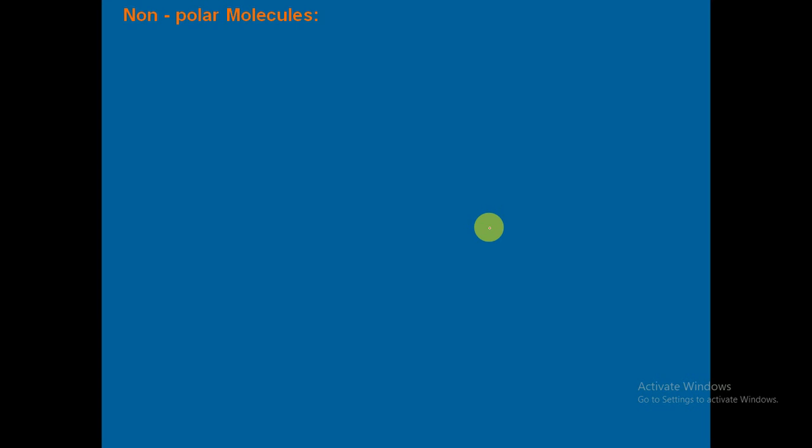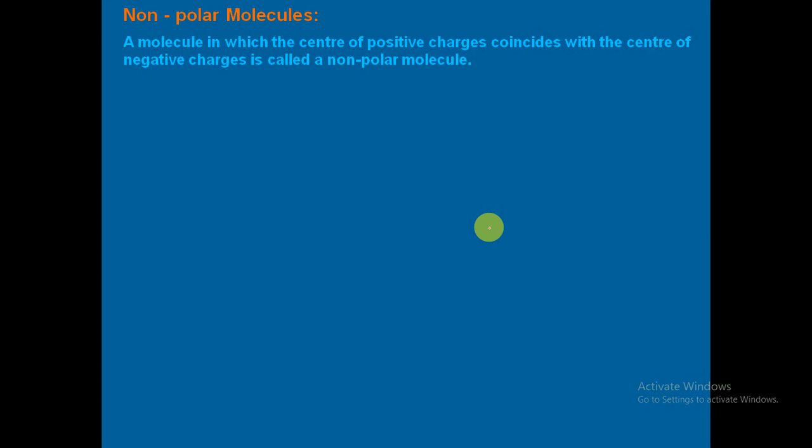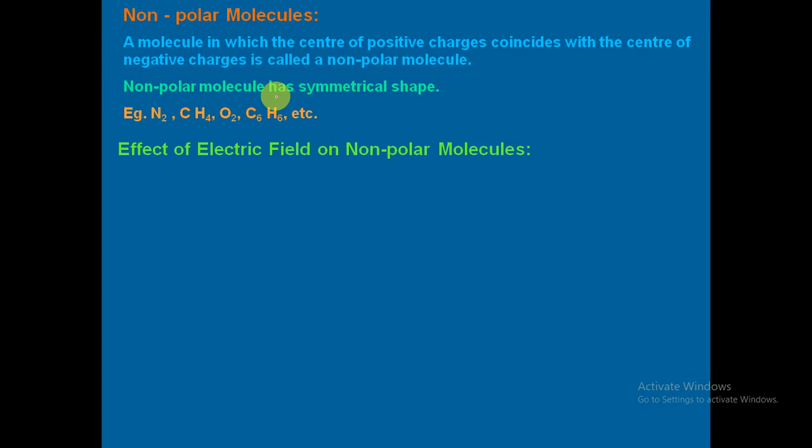Non-polar molecules are the molecules which do not have permanent dipoles. A molecule in which the center of the positive charges coincides with the center of the negative charges is called a non-polar molecule. They are symmetrical in shape. Examples are N2, CH4, O2, C6H6, etc. Now let us see what is the effect of electric field on the non-polar molecules.